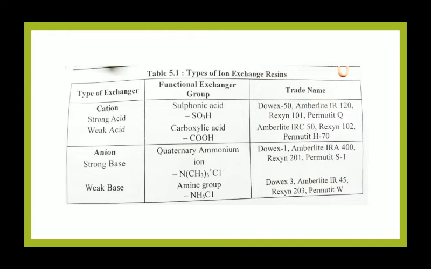These are some types of ion exchange resin. Cation exchange resins: strong acid, sulfonic acid; weak acid, carboxylic acid. Trade names are Dowex 50, Amberlite IR120, Rexyn 101, Permutit Q, Amberlite IRC 50, Rexyn 102, Permutit H70. And anion exchange resins are also of two types: strong base, quaternary ammonium ion; weak base, amino group. They are sold under the trade names Dowex 1, Amberlite IR400, Rexyn 201, Permutit S1, Dowex 3, Amberlite IR45, Rexyn 203, Permutit W, etc.